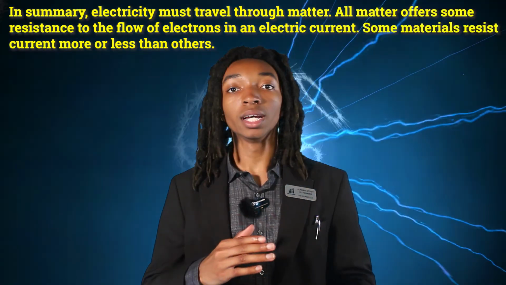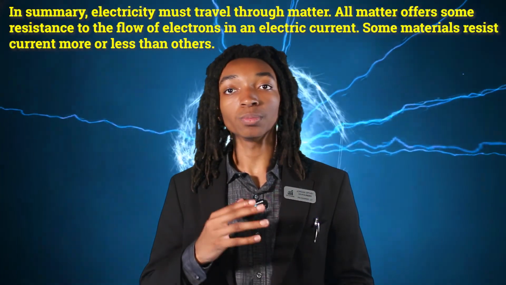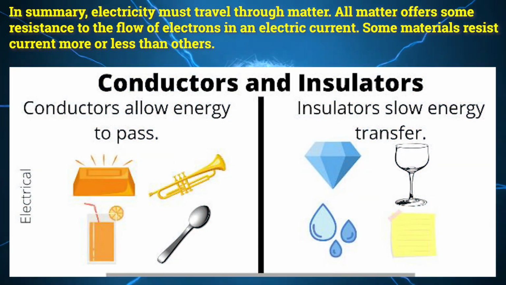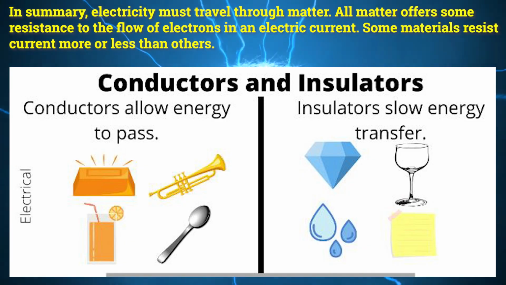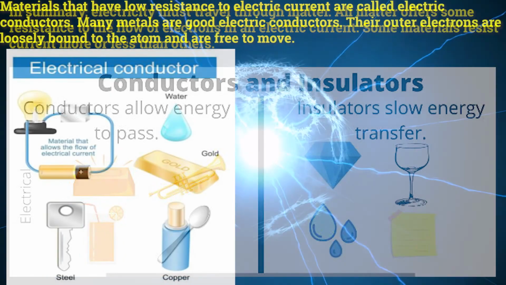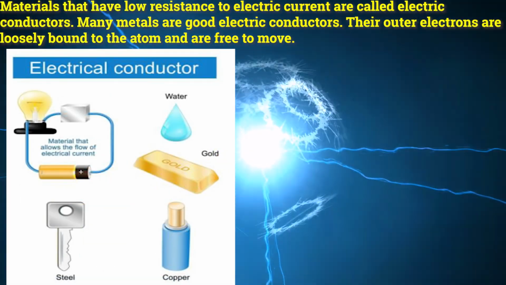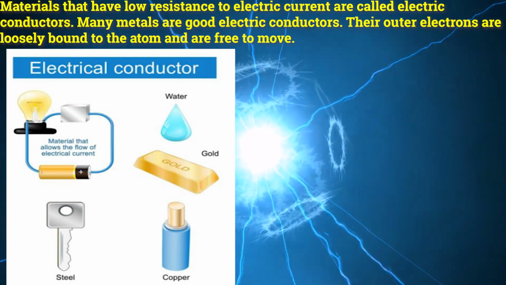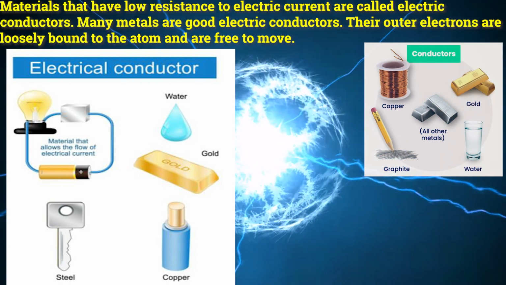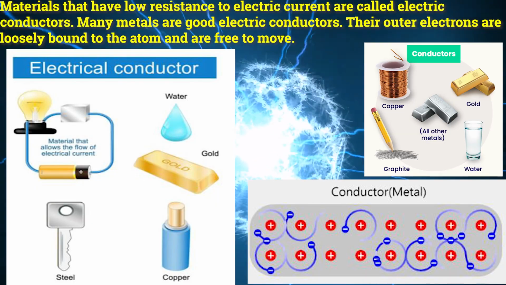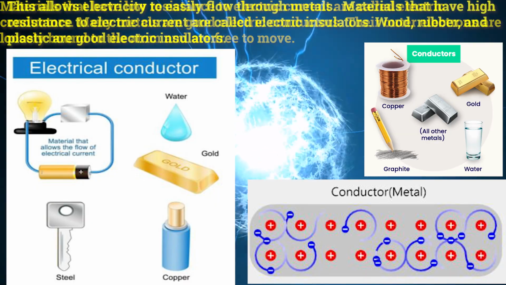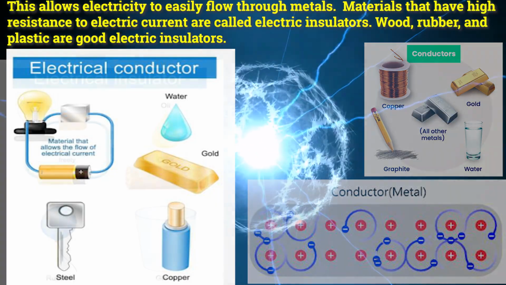In summary, electricity must travel through matter. All matter offers some resistance to the flow of electrons in an electric current. Some materials resist current more or less than others. Materials that have low resistance to electric current are called electric conductors. Many metals are good electric conductors. Their outer electrons are loosely bound to the atom and free to move. This allows electricity to flow through metals.